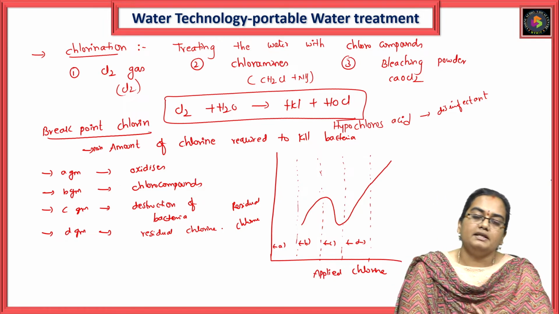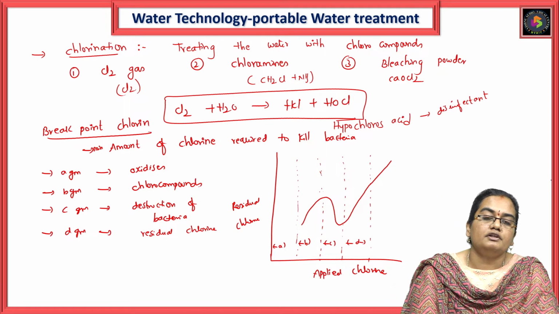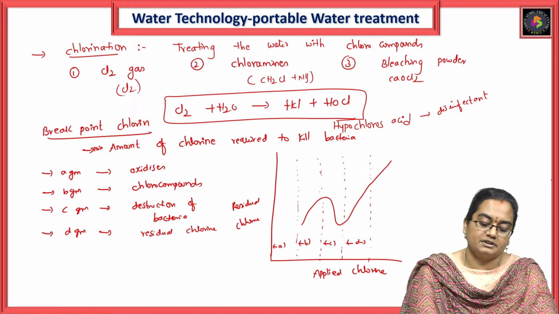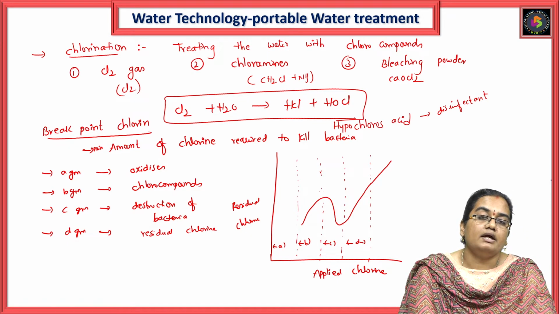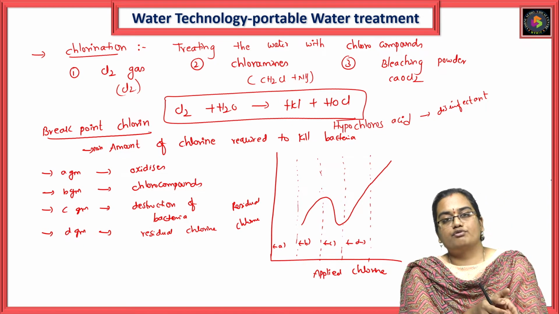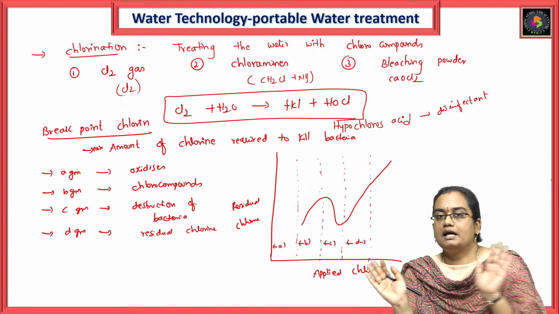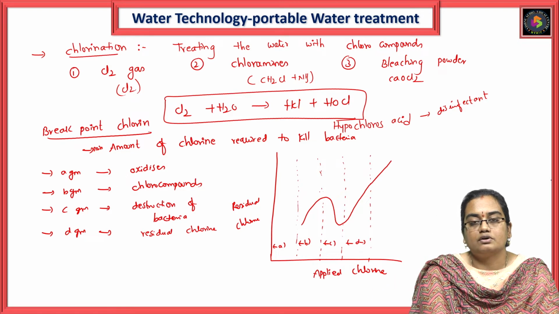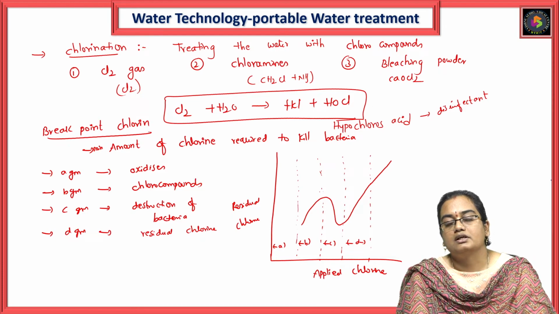Okay, so that means treating the water with chlorine will kill the bacteria, the microorganisms. But the required amount that we should add is very, very important. For this many liters of water, this many grams of chlorine should be added. That is the minimum amount. That minimum amount is known as breakpoint chlorination.